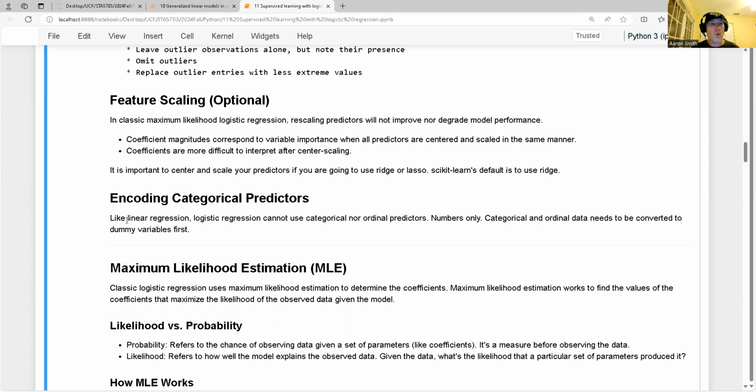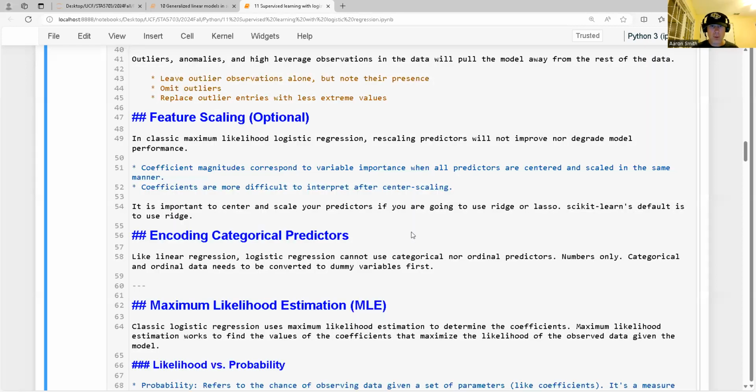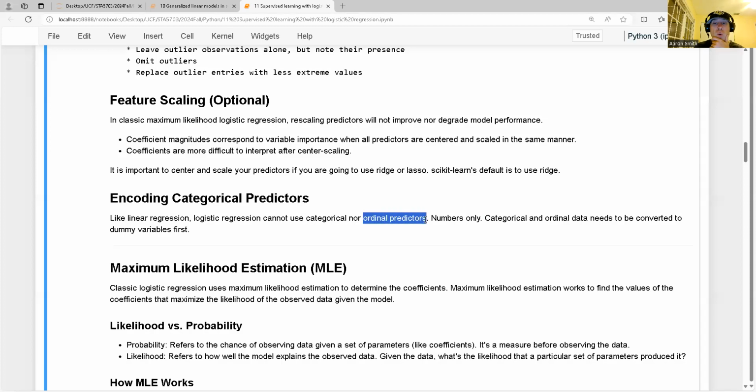Now, also, just like linear regression, logistic regression cannot use categorical or ordinal predictor variables. It has to be numbers only. And notice that I'm saying no ordinal predictors. So if I had high, medium, low, or first place, second place, third place, those aren't numbers. And as such, I can't have first place, second place, third place as predictor variables. Now, if I was to convert that over to the numbers 1, 2, 3, maybe a lot of statisticians will say don't do that, but that's for a different video.